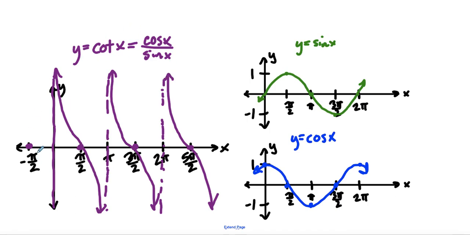And now we've graphed the graph of cotangent of x. You could do this extra one if you want, but really, as long as you have 2 of these graphed, you have 1 full period of the cotangent function.